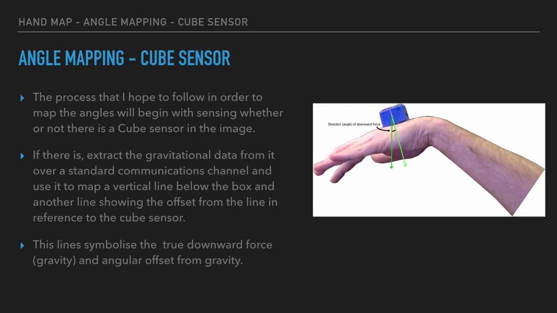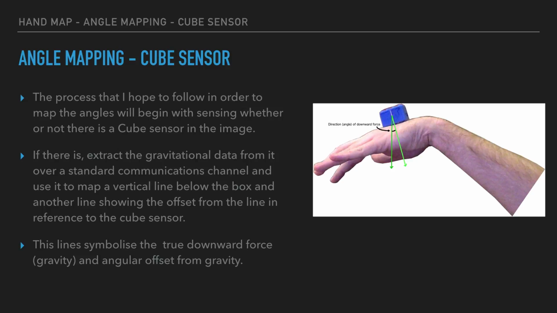Seriously, don't. The process that I hope to follow in order to map the angles successfully will begin with me sensing whether or not the cube is in the image. If there is, I will extract gravitational data from it over a standard communications protocol, more likely Bluetooth or wireless. I will then draw a vertical line below the box and another line showing the offset from the line in reference to the cube sensor.